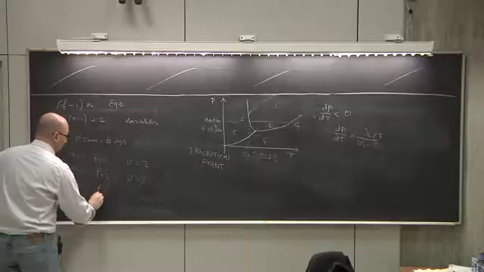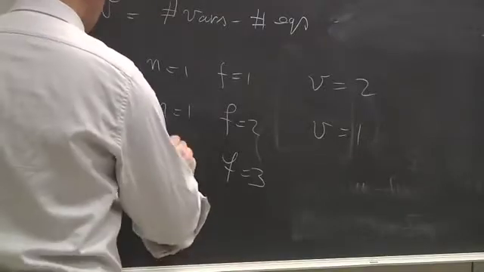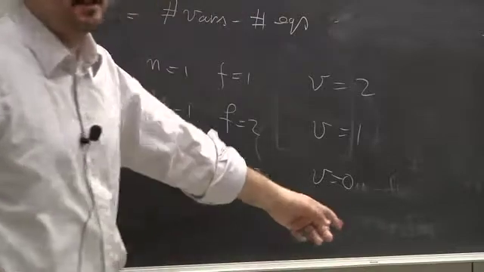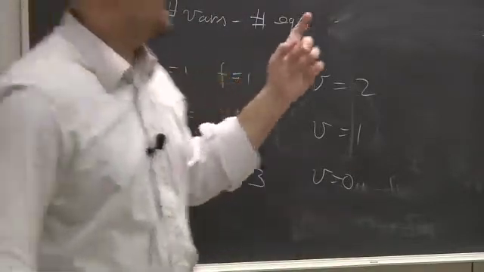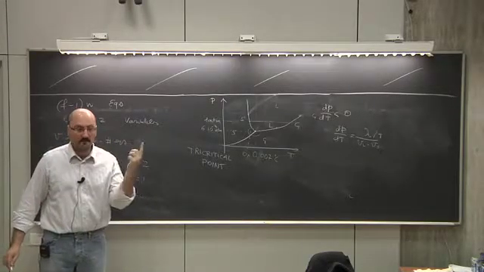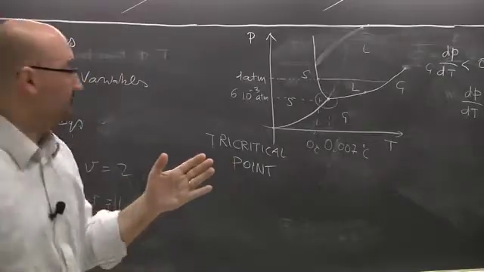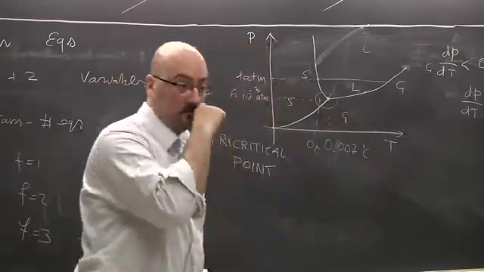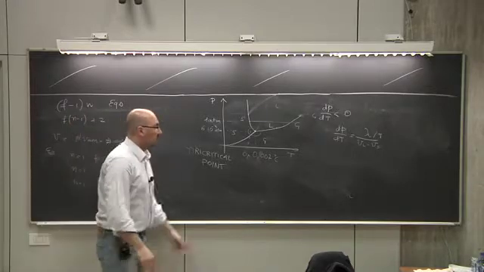What if F is equal to 3 and N is equal to 1? Then V is equal to 0. It means there is no variable free. And in fact, in this diagram, there is only one point. So there is no variable that we can choose, like the temperature. We cannot choose the temperature. The temperature is fixed. The pressure is fixed, too.